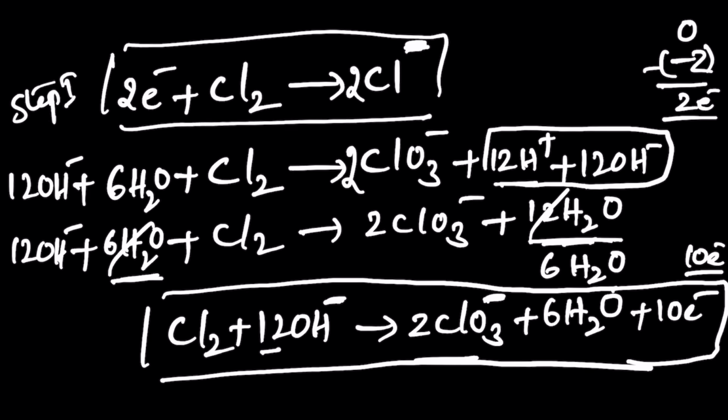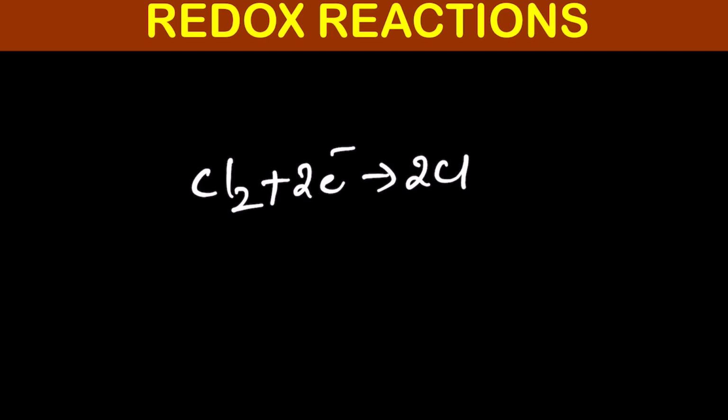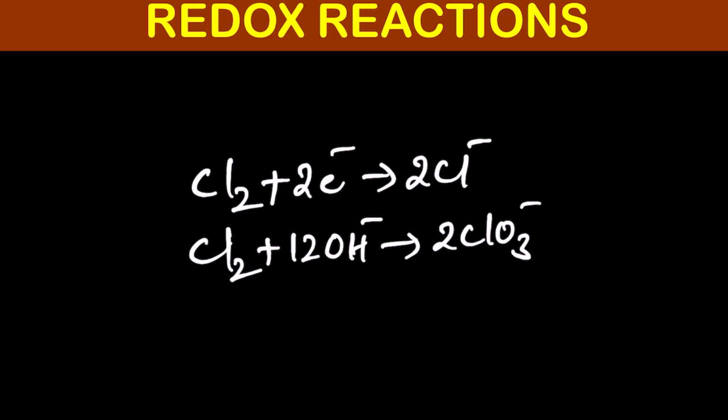This is the step 1 equation. Now this is the step 2 equation. I need to add these 2 equations to get the final equation by nullifying the electrons. Because I told you in the last episode, the simple logic that the number of electrons lost should always be equal to the number of electrons gained. Let us take only those 2 steps. Cl2 plus 2 electrons gives 2Cl minus. Cl2 plus 12 OH minus gives 2ClO3 minus plus 6H2O, plus 10 electrons.